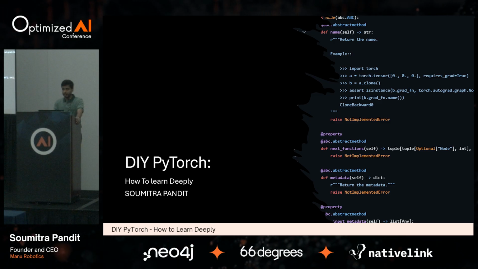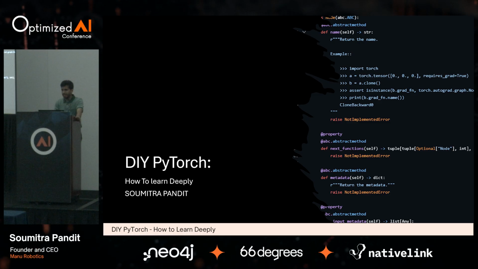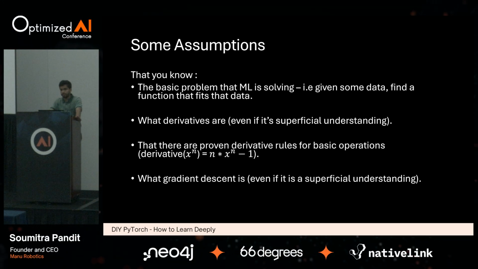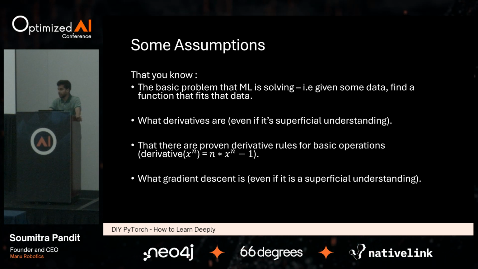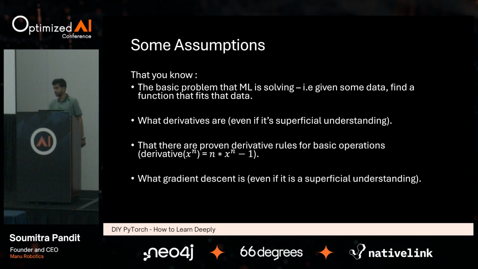Today I'm going to talk about PyTorch, and I have some assumptions about you guys. I'm assuming that all of you are familiar with the basic problem that ML is solving. We have nature as a function, and we have to figure out what that function is from some noisy data that we have gotten from some measurements.